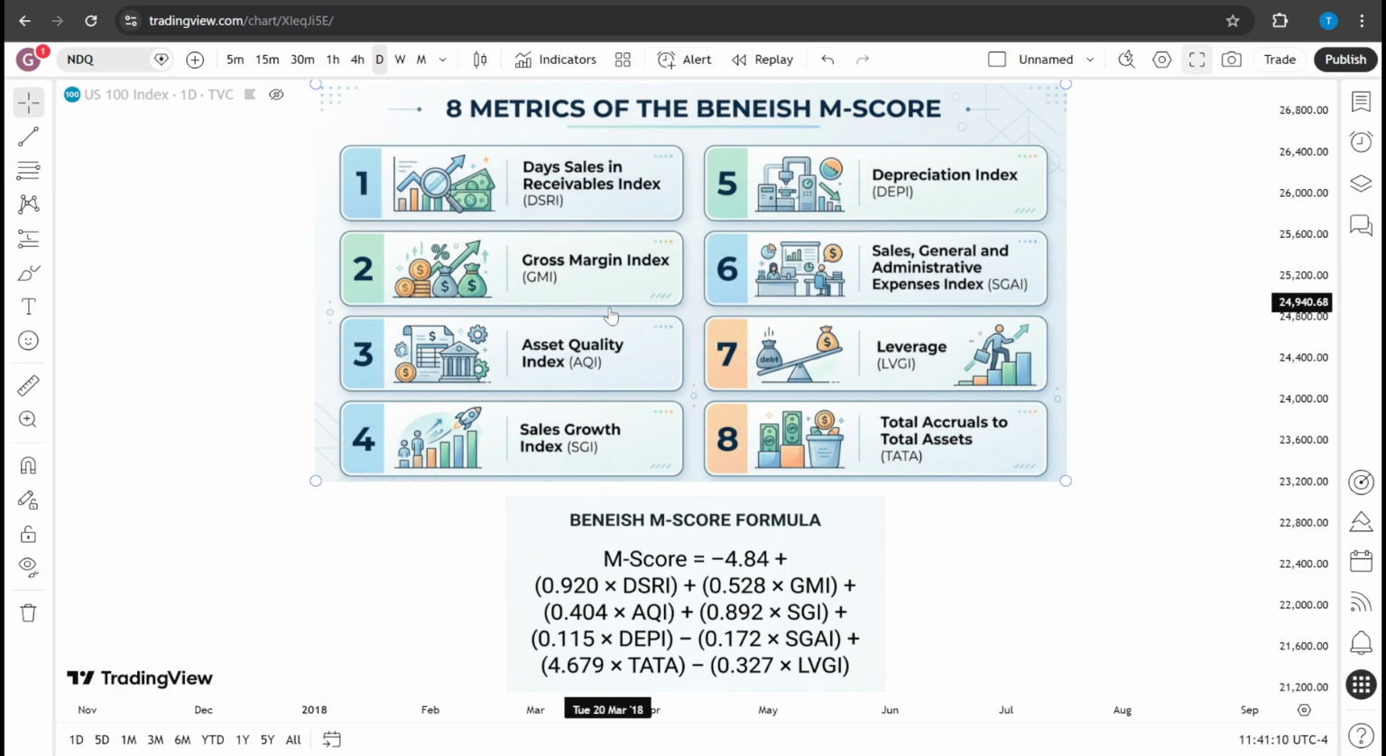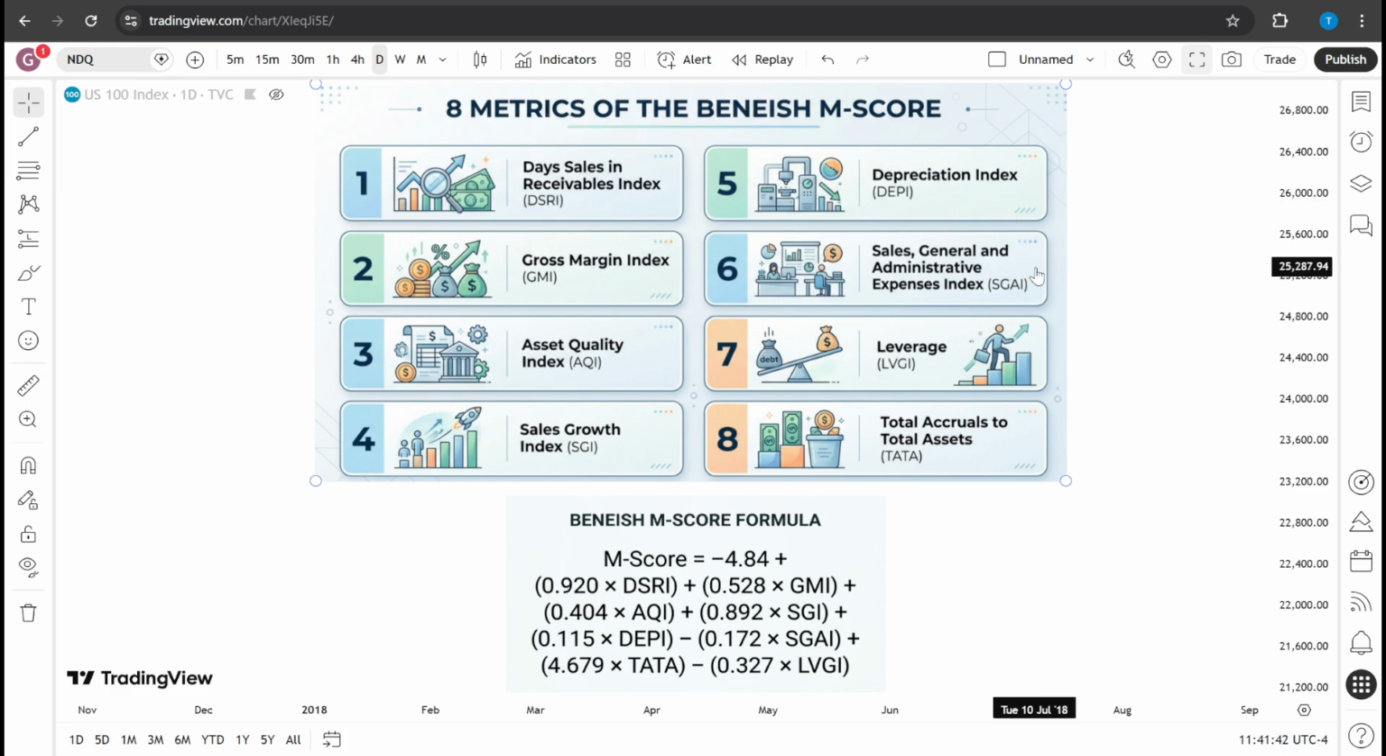AQI, the Asset Quality Index, indicates shifts in the quality of a company's assets, looking for an increase in soft assets that might be used to defer expenses. SGI, or Sales Growth Index, reflects year-over-year revenue growth. While growth is good, extremely high growth can sometimes signal aggressive accounting. DEPI, the Depreciation Index, analyzes changes in depreciation policies. If a company slows down its depreciation, it can artificially boost its profits.